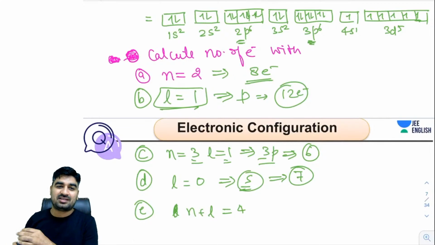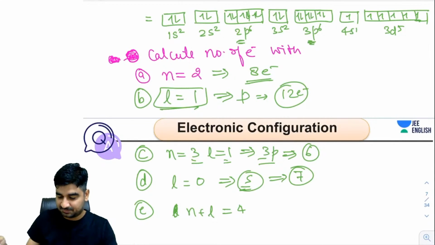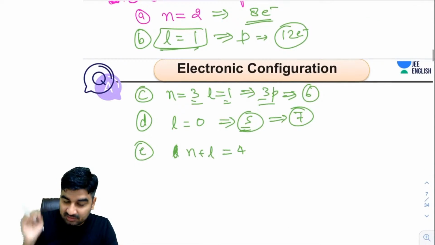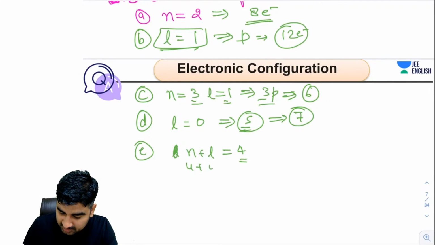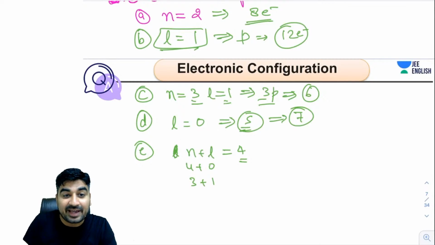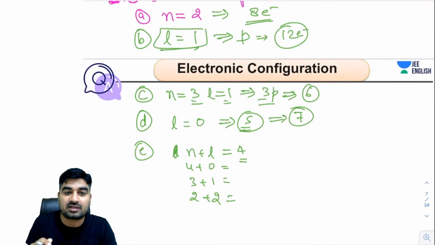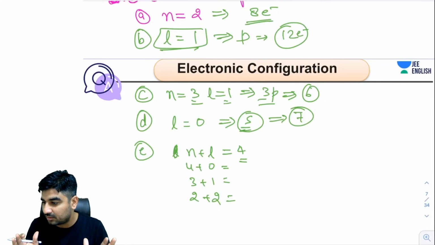Now there will be cases. And what are those cases? Guys, let's get ready. How can you get n plus l equal to 4? It should be 4 plus 0, or it can be 3 plus 1. Can it be 2 plus 2? Are all these combinations possible? Tell me.